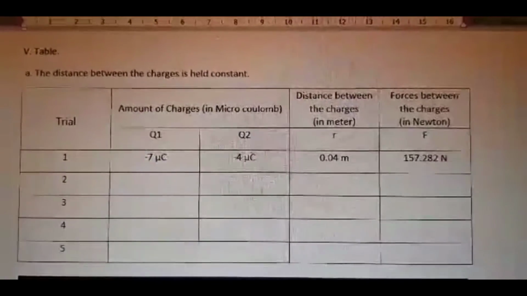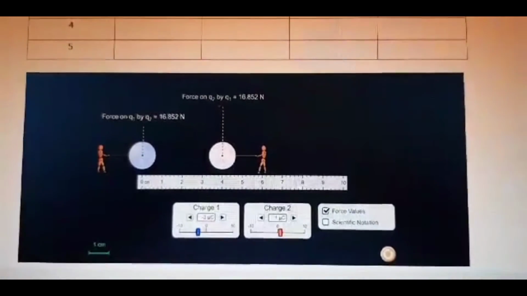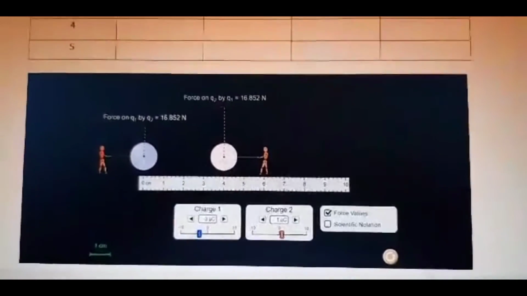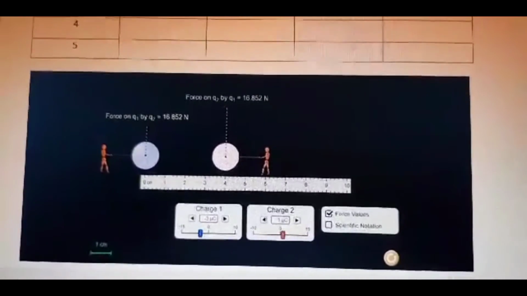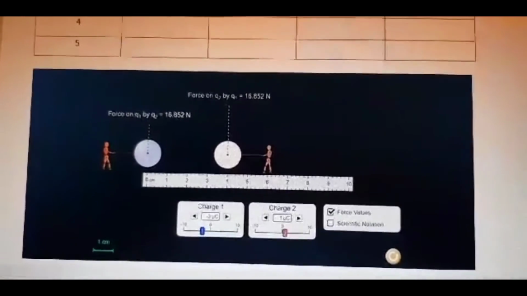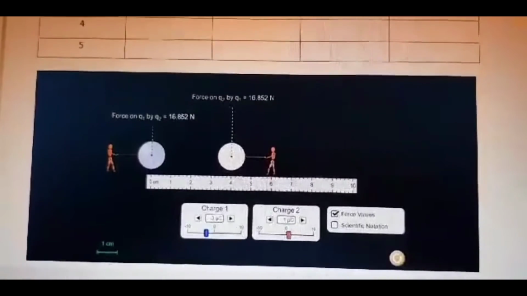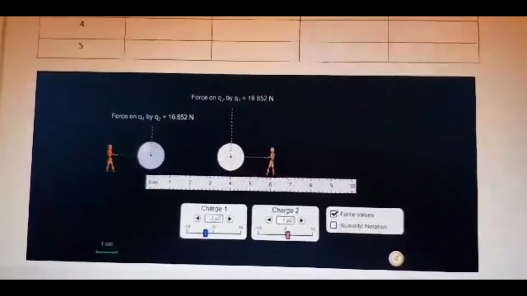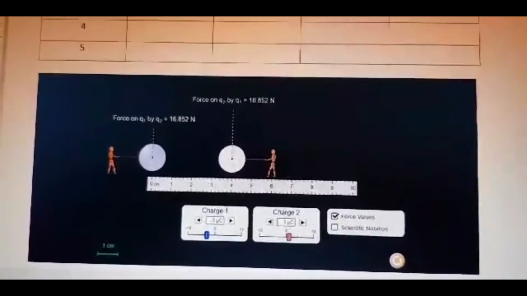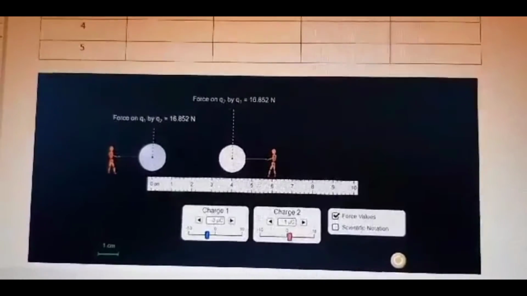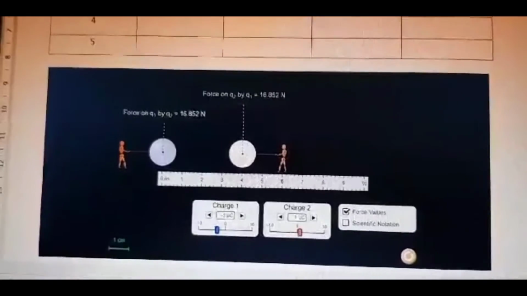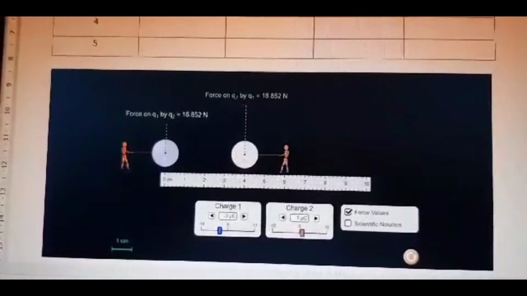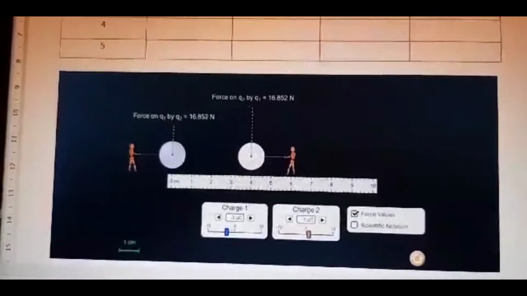Next, we have our second trial. This is our second diagram. As you can see from the diagram, Q1 is negative 3 microcoulomb and Q2 is positive 1 microcoulomb. Still, our distance is 0.04 meters. And our force value is 16.852 newtons.